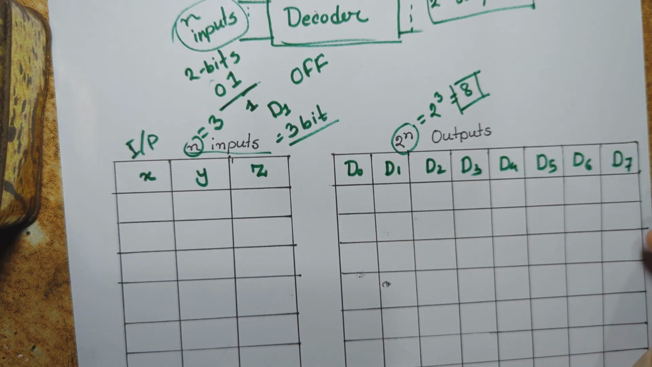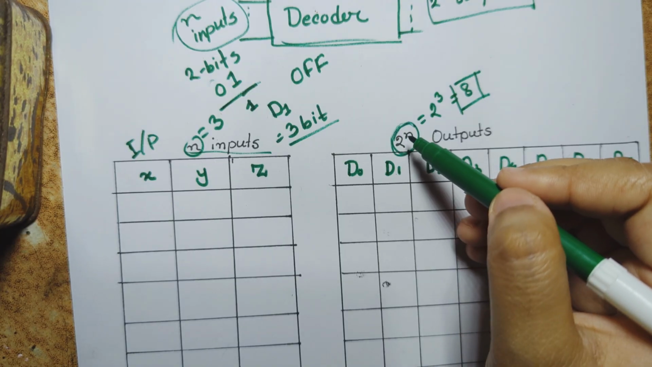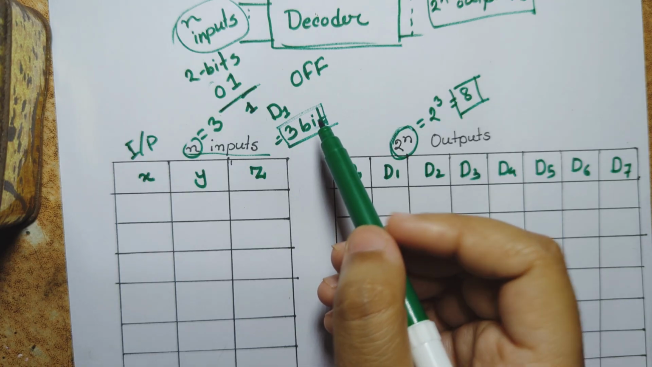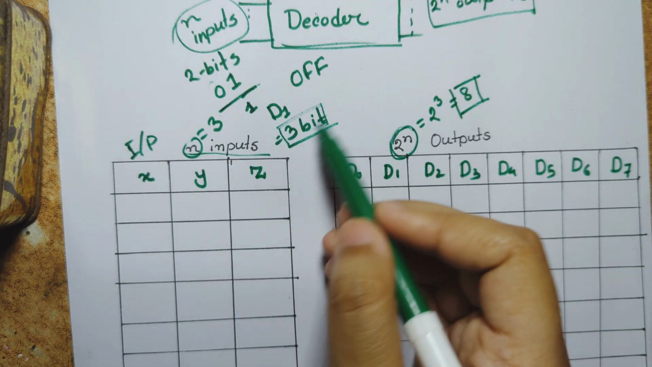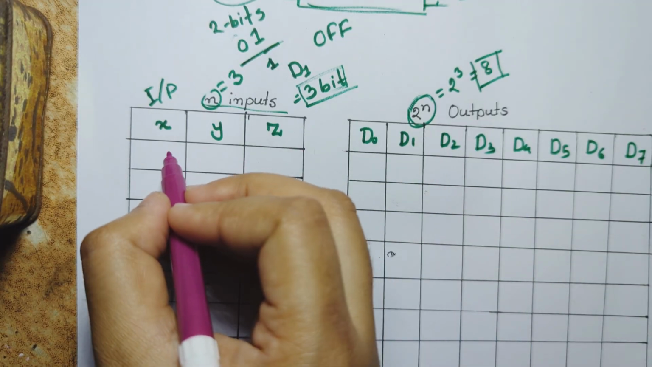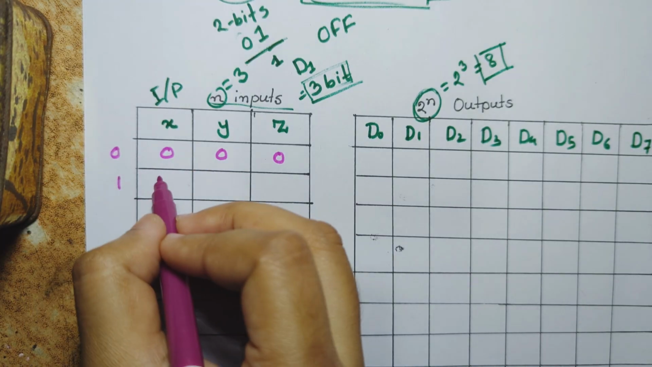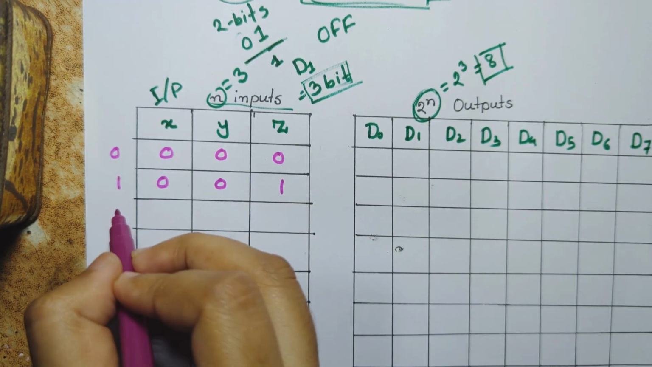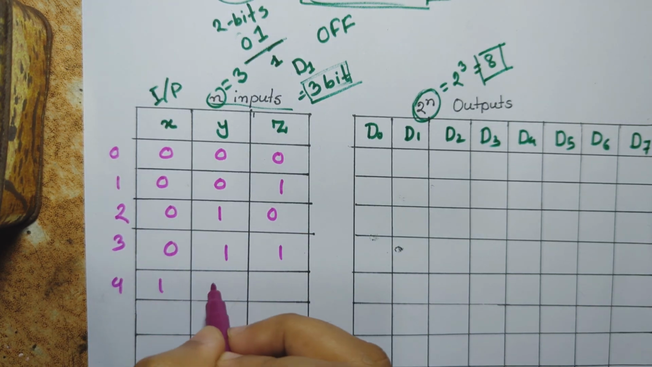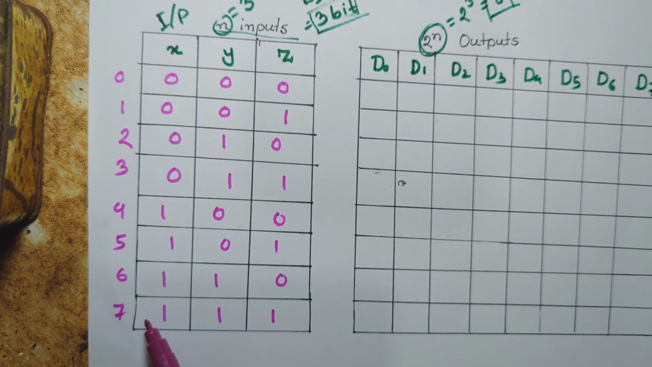Why do we take 8 output lines here? Because according to this diagram, we know that we get the output as 2 to the power n, and we also know that if we get 3-bit binary information, then there will be 8 combinations of this 3-bit binary information. Now let's write the 8 combinations. We know that 0 0 0 represents 0, then 1 is in binary 0 0 1, then 2 is 0 1 0, 3 is 0 1 1, 4 is 1 0 0. Similarly, we will write all the 8 combinations from 0 to 7.